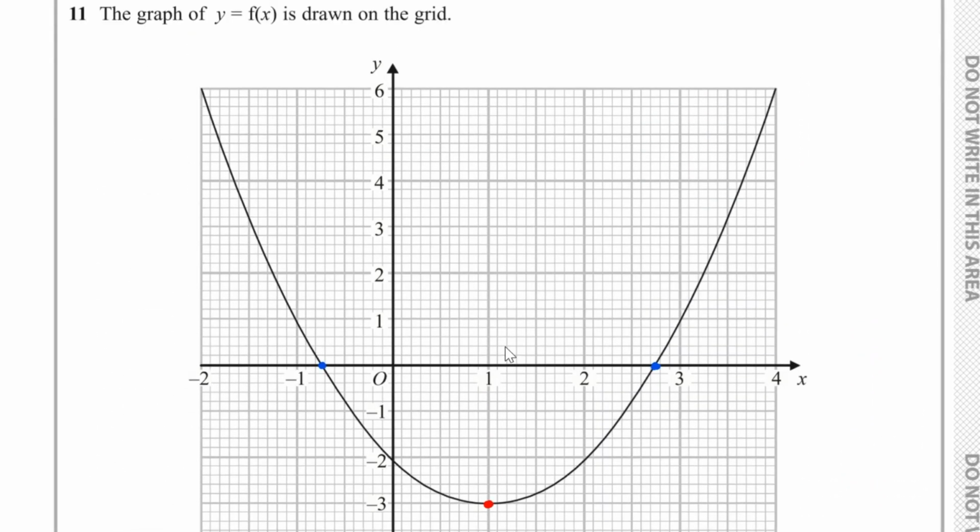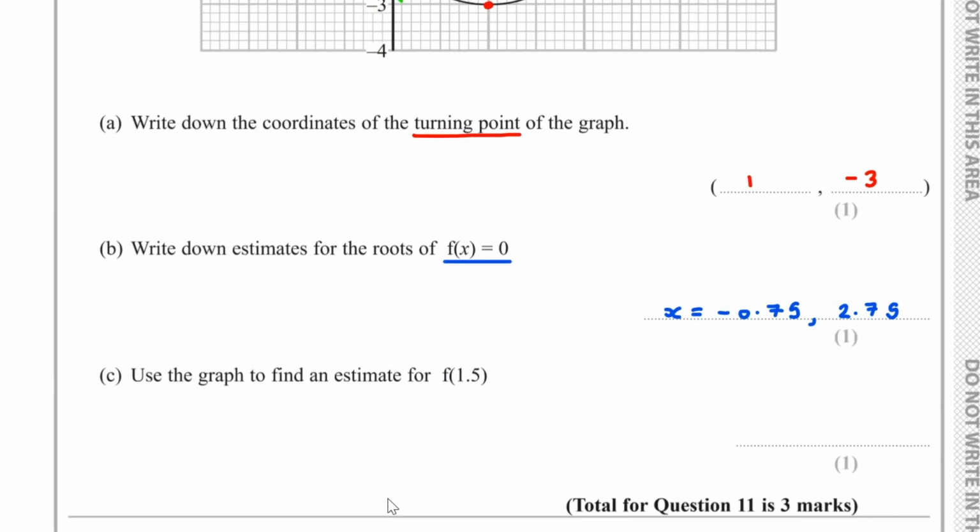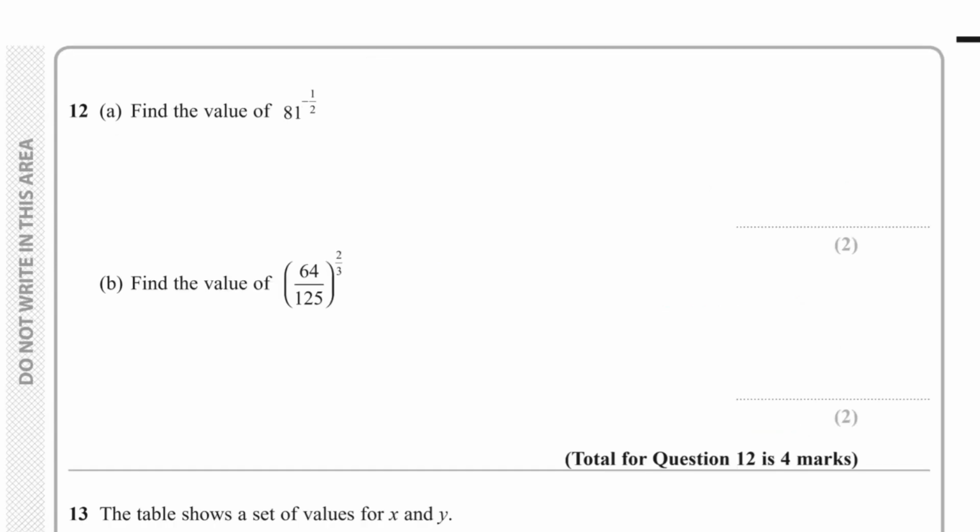For part C, we have to use the graph to find estimates for f of 1.5. So f of 1.5 means we find the 1.5 here, and if we go across, we can find the corresponding y coordinate. So here you can see the corresponding y coordinate is minus 2.8. So for f of 1.5, you'd find this to equal minus 2.8.